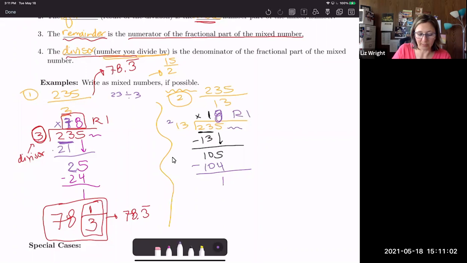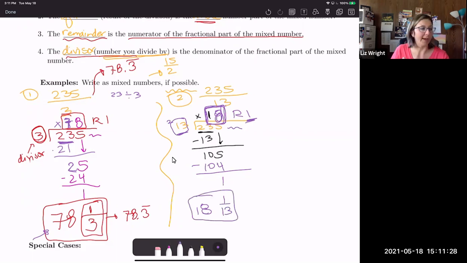So look at how we expressed our final answer over here. We did 13 is our whole number right here. And it's going to be 18. Thinking about the next problem already. 18 is our whole number up here, so I'm going to make that an 18. And then we're going to do 1 over our divisor, which is 13. So it's going to be 18 and 1/13 for that. And that's your answer.